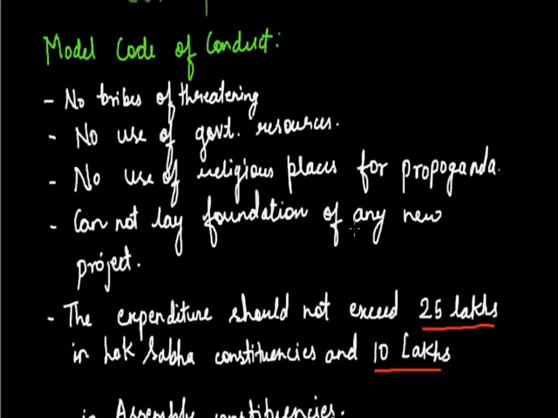If any candidate is caught not following these guidelines, then their election can be rejected by the court even after they have been declared elected. So, these guidelines have to be strictly followed by the candidates during the elections.